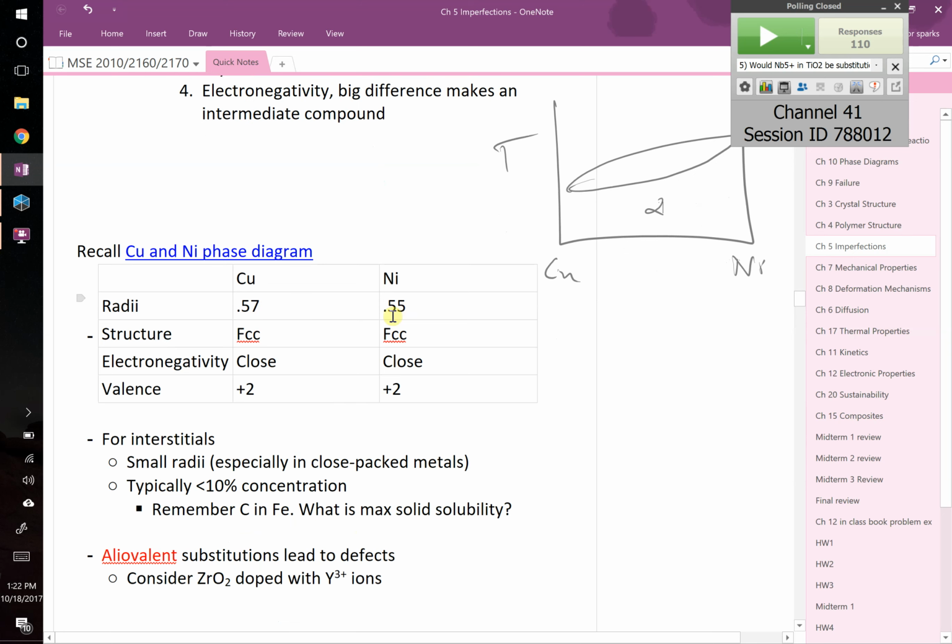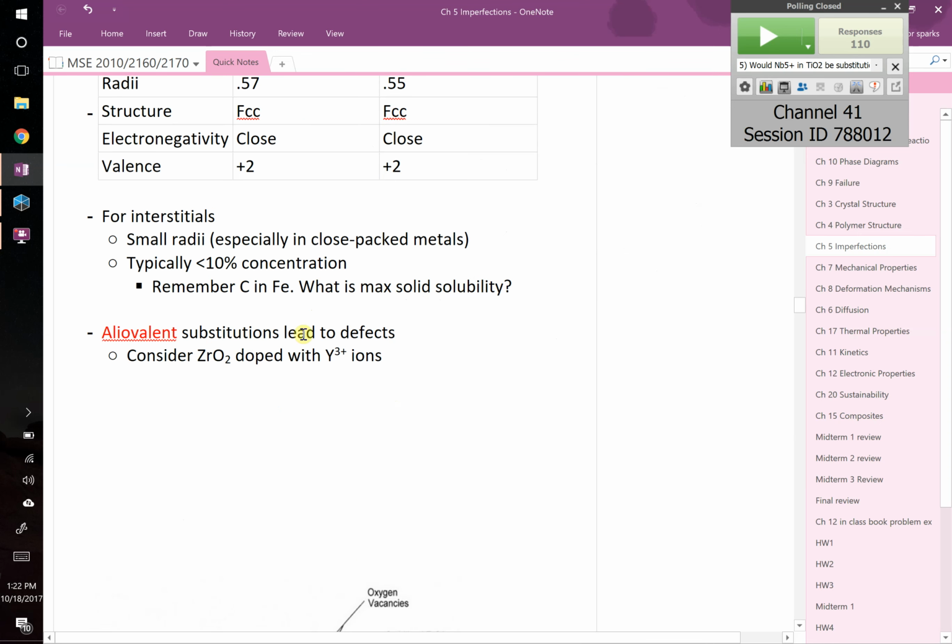Size-wise, they're almost the same, crystal structure, electronegativity is almost the same, valence the same. So it's not surprising that they can just substitute all the way across. If you take things that are very different, then your likelihood of having an intermediate compound goes up. And then again, for interstitials, these are typically things that are small, like carbon, nitrogen, hydrogen, small atoms. They are small enough that they can fit in the gaps between your otherwise large atom lattice.